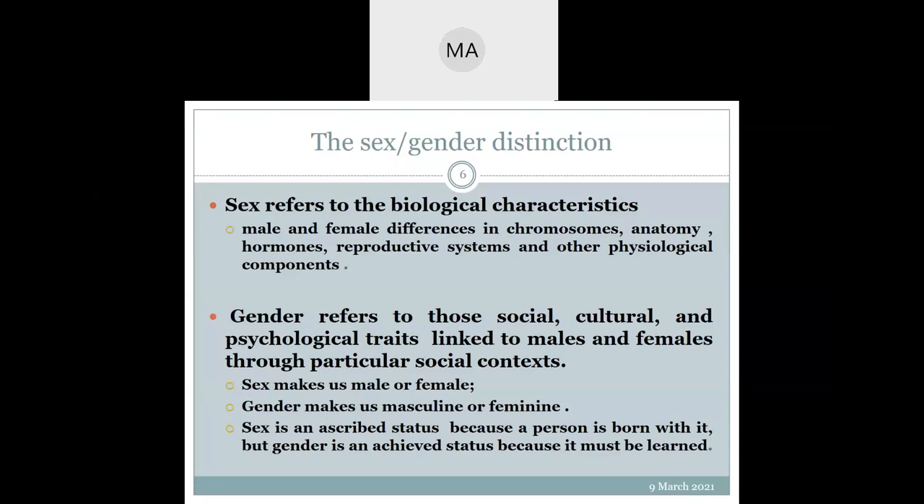So sex is an ascribed status because a person is born with it. As we said, it is given at birth, and no one changes it to another. But in the case of gender, we can change it. For example, cooking is given only to females in specific cultures, but males can do that easily. So if we can do that, we can change every aspect that is beneficial to make gender responsibility and power relationships equal.